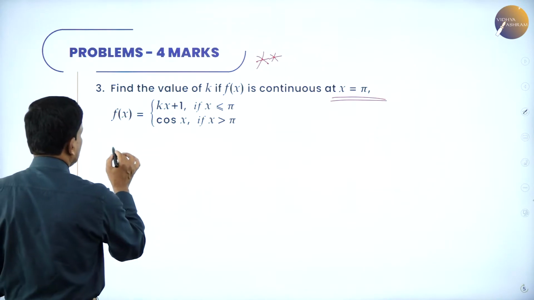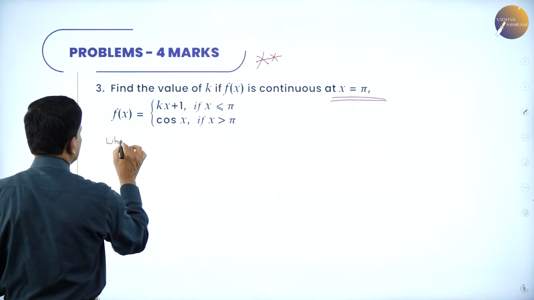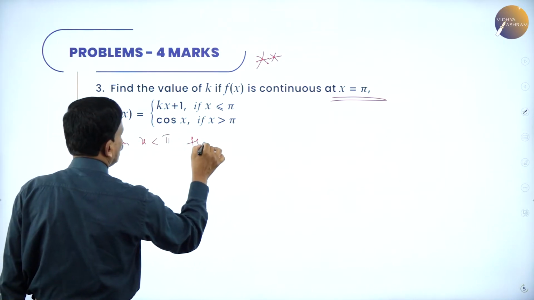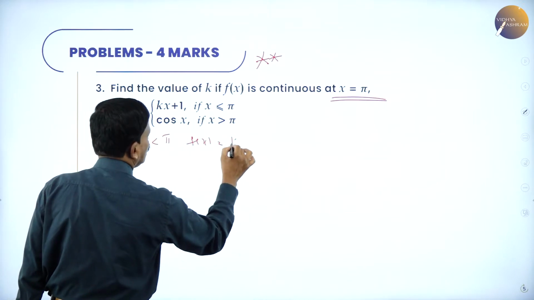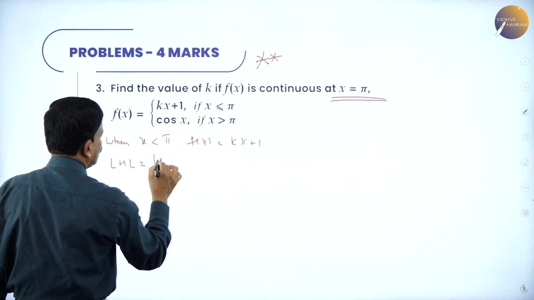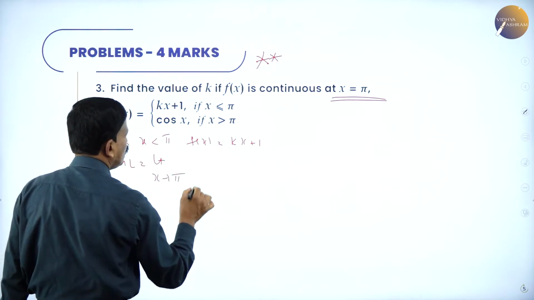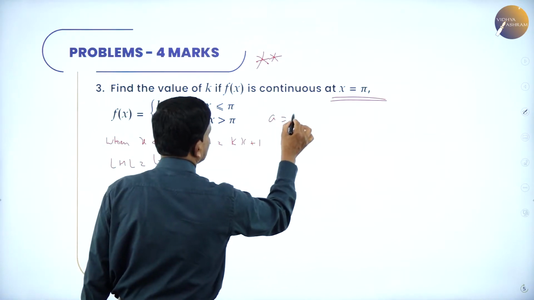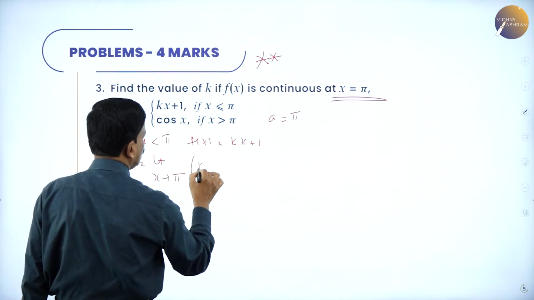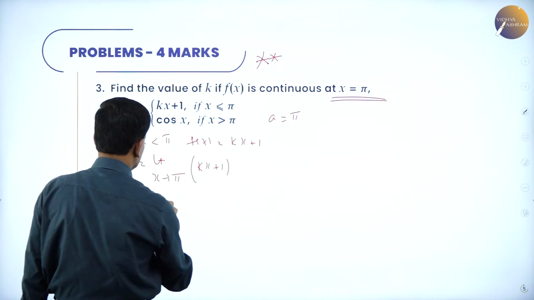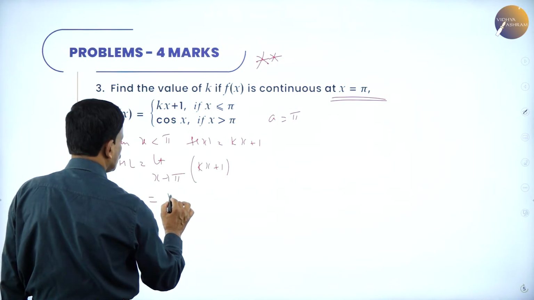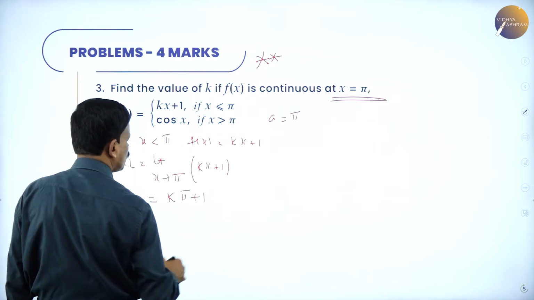Now, let us write down the left hand limit, right hand limit and the functional value. When x is less than pi, f of x is equal to kx plus 1. So, less than means you will get left hand limit. Limit x tends to a, what is the value of a? a is equal to pi here. When x tends to pi, f of x is nothing but kx plus 1. So, this is equal to, put x is equal to pi. So, k into pi plus 1.